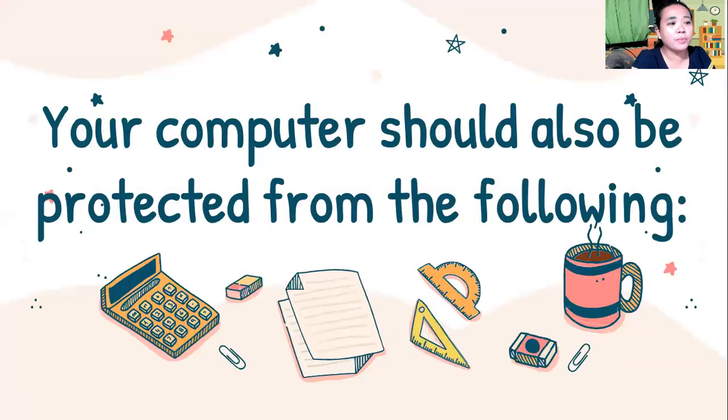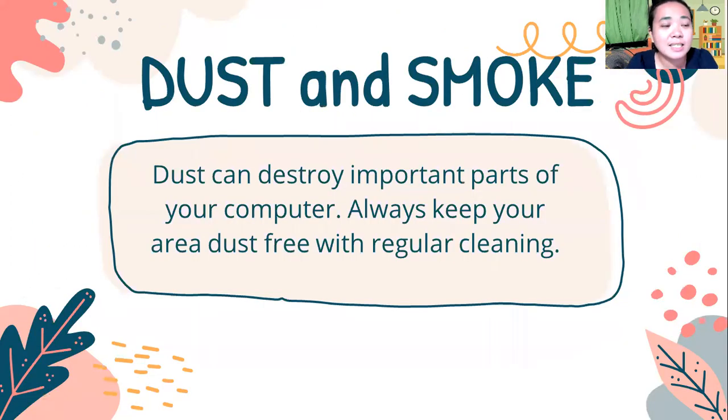Now, after finding out those 5 things, your computer should also be protected from the following. The first one is the dust and the smoke. Dust, because the dust can destroy important parts of your computer. So always keep your area dust free with regular cleaning. Check your computer area if it is dust free.